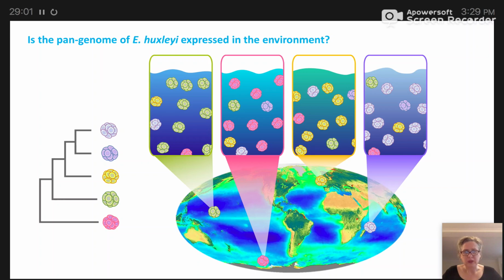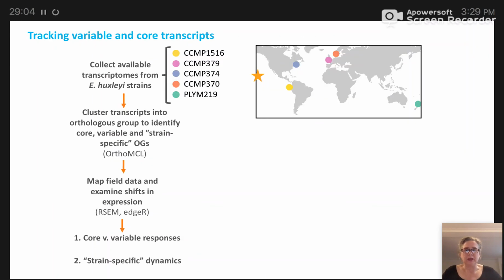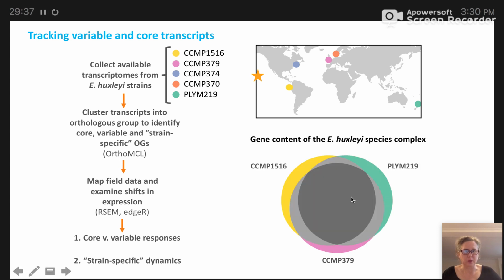And to do that, we collected available transcriptomes from E. huxleyi strains that were isolated across very different environments all over the global ocean. We clustered those transcripts into orthologous groups in order to identify core transcripts, variable transcripts, and strain-specific transcripts, or I might call them OGs for short for orthologous groups. So what the data look like are something like this, where we have a core set of genes and a variable set of genes, although we're defining this at the transcript level.